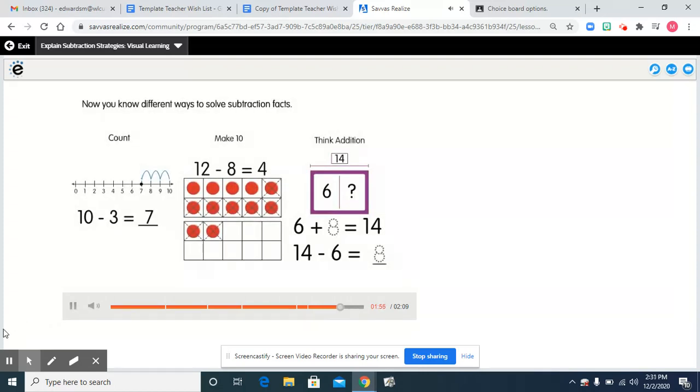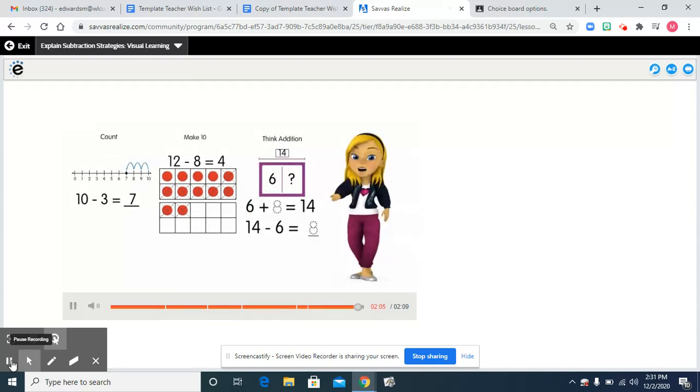Now you know different ways to solve subtraction facts. Count, make 10, and think addition. There's more than one way to subtract, and that's a fact.